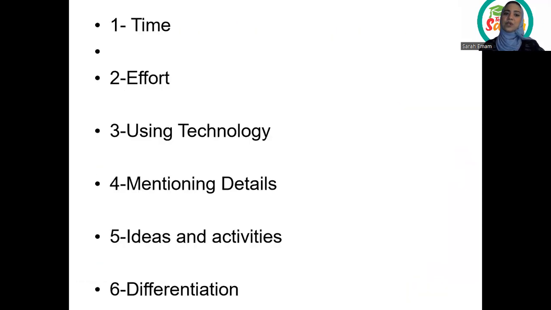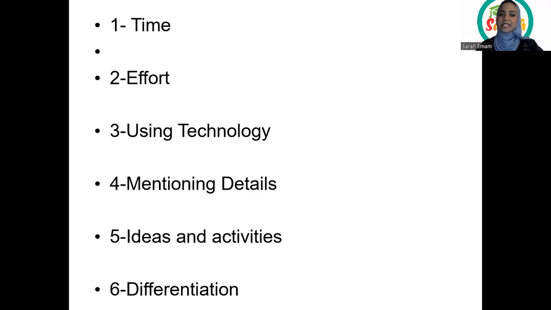Like, for example, we cannot set a clear time for each objective or each practice or each activity. So time management may be an obstacle, because many teachers cannot control it and cannot set a clear and specific time for each objective.